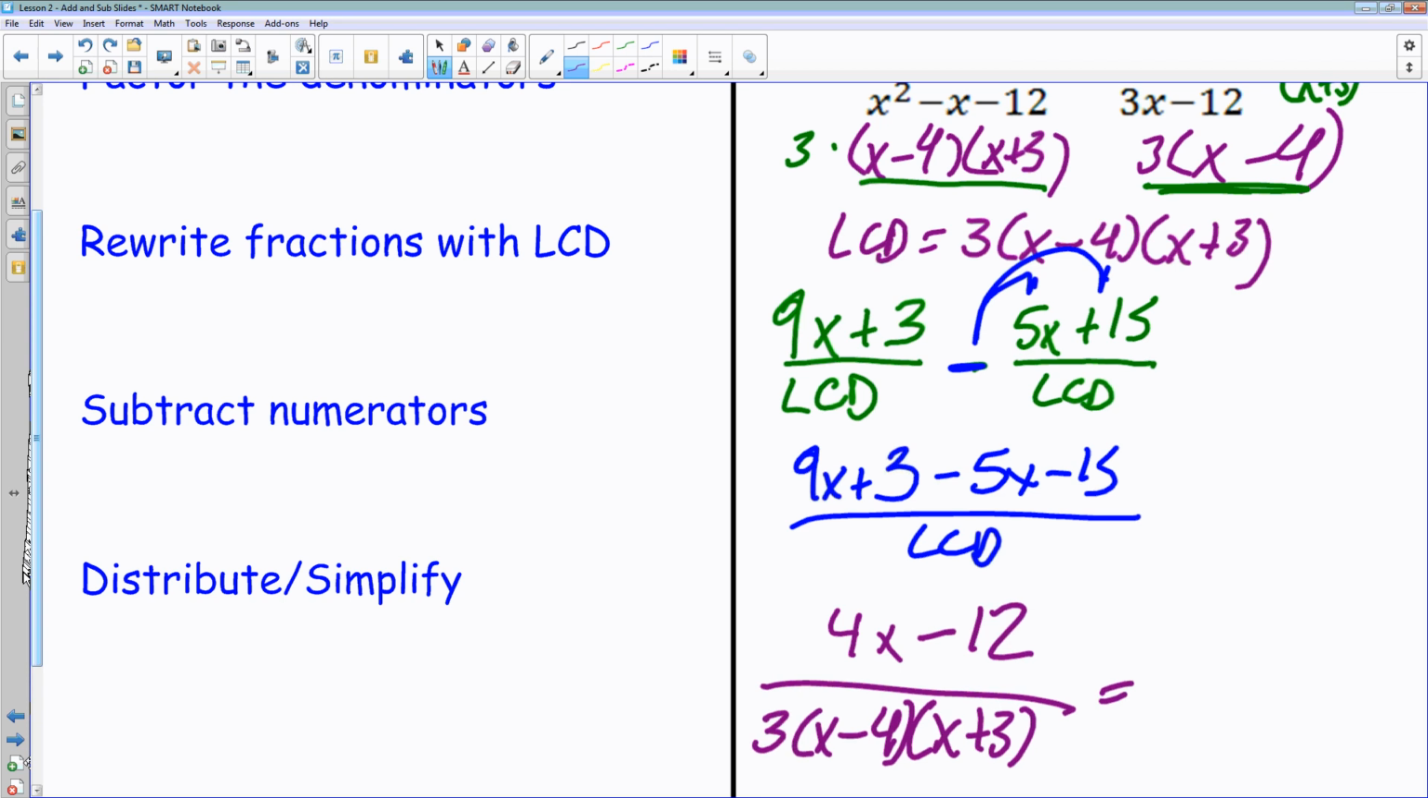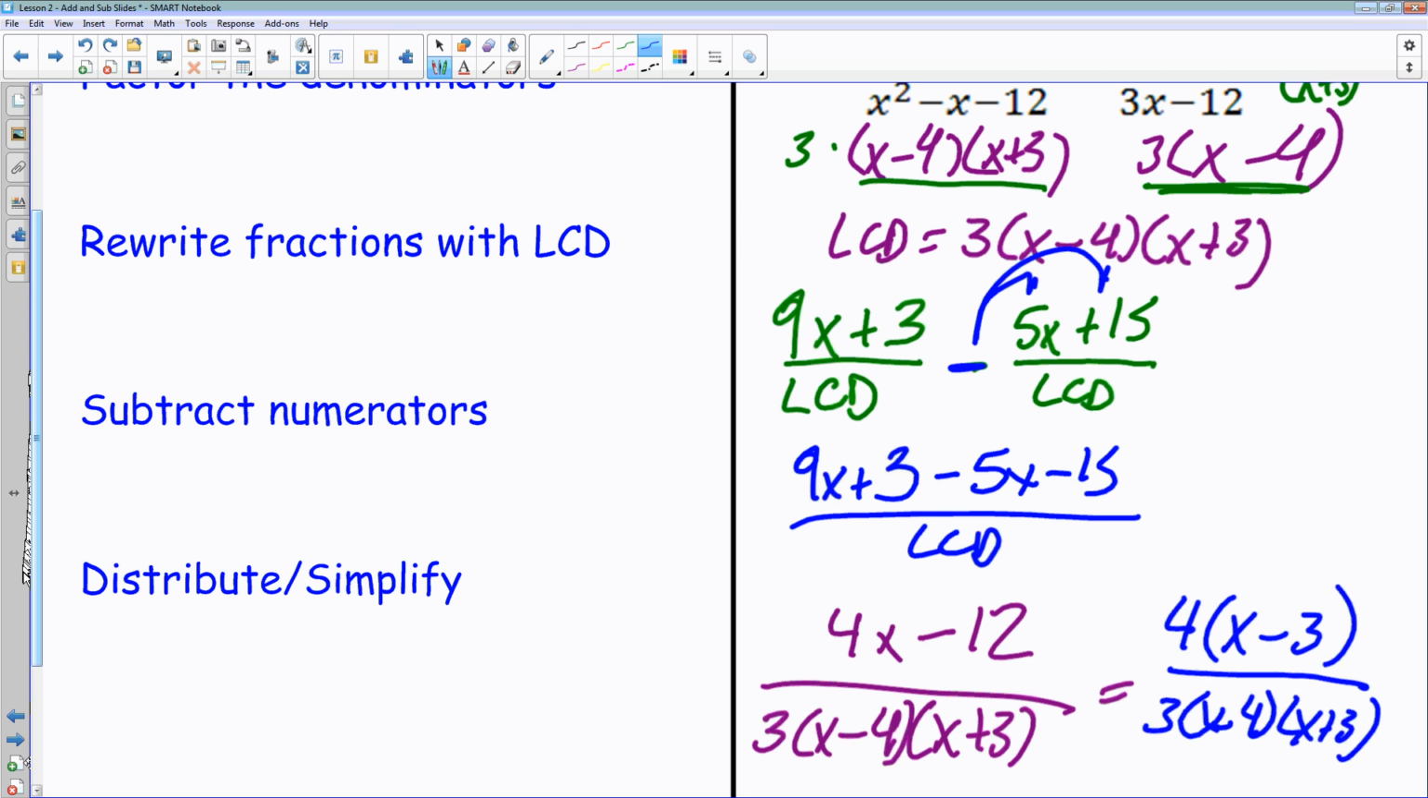Okay, then I'm going to see, does anything factor or anything cross out? So the numerator, there actually is a GCF of 4. But that does not cause anything to cancel out. So either of these answers would be perfectly fine.